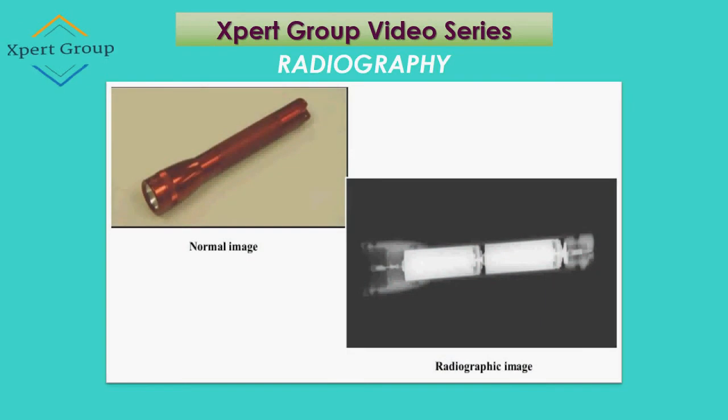This is another example. Here you have a normal image of a torch and a radiographic image of a torch. In the radiographic image, you can examine the inner portion of the torch as well. Here you can find whether the structure of this torch is totally serviceable, or there are some kinds of cracks in it. The same can be applied in aircraft maintenance.